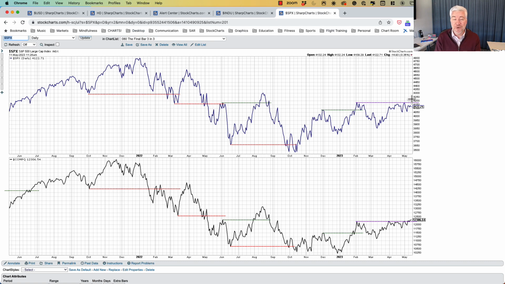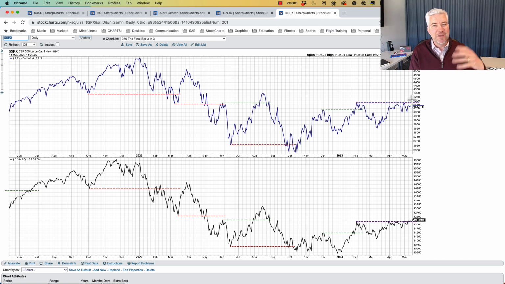So that is a breakdown of Charles Dow's original approach of what's called Dow Theory, looking at the Dow Industrials and the Dow Railroads, and how we've modernized that. Instead of looking at the Dow Industrials and the transports, I think it's much more appropriate in 2023 to look at the S&P 500 and the Nasdaq.